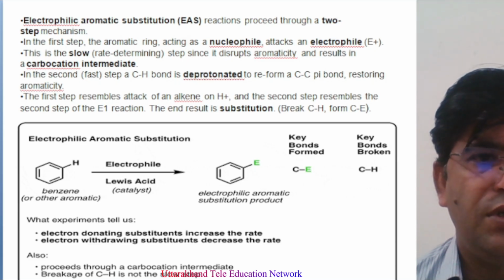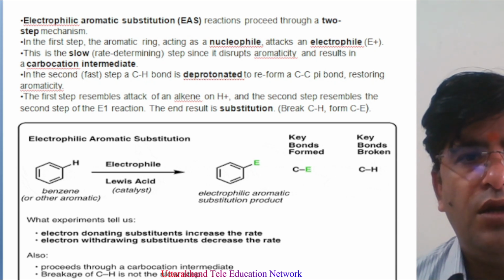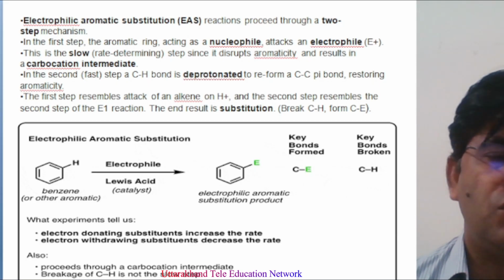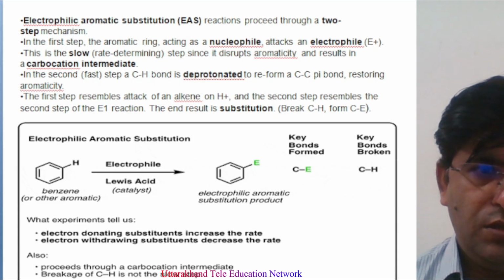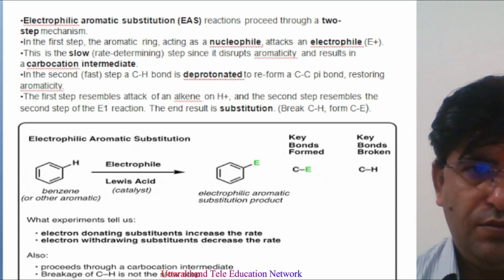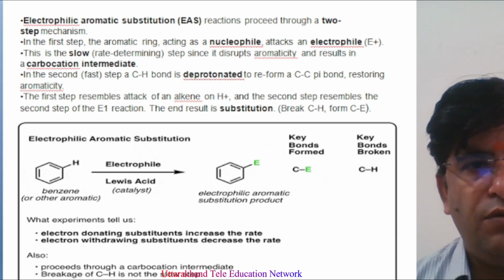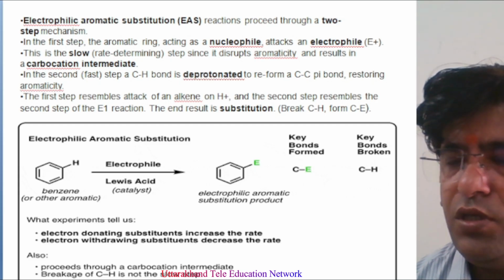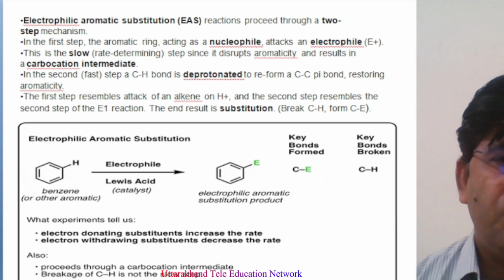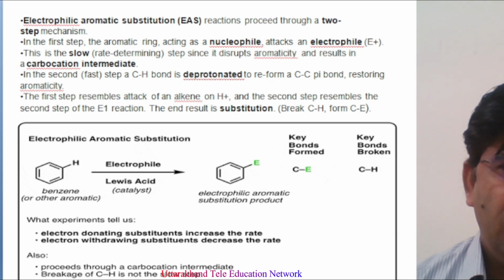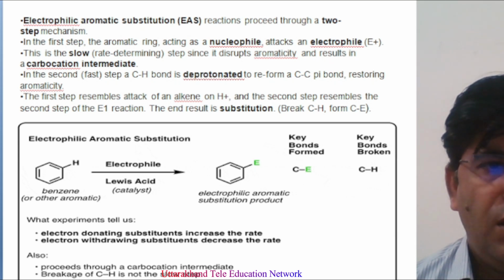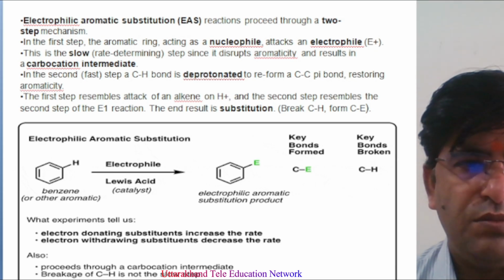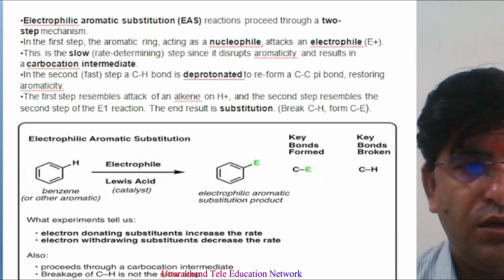The second step is the fast step, and in this step the C-H bond is deprotonated to reform the C=C pi bond and restore aromaticity. The first step resembles the attack of an alkene on H+, and the second step resembles the E1 reaction, that is an elimination reaction, and the result is substitution. Break of the C-H bond for the C-E bond. That is the representation of the electrophilic aromatic substitution reaction: the key bond formed and the key bond broken.